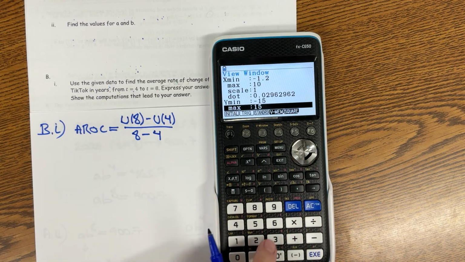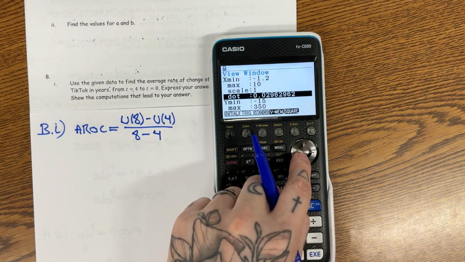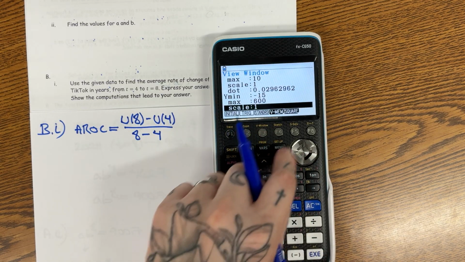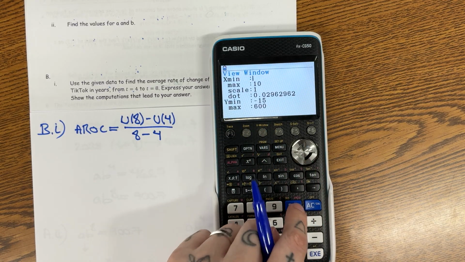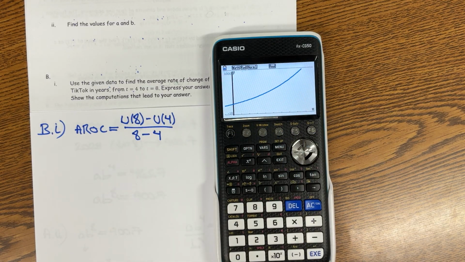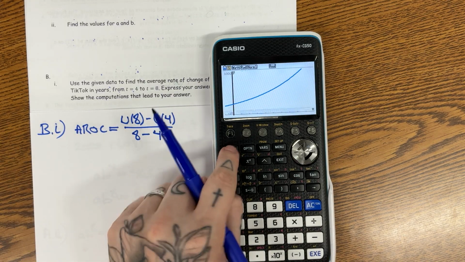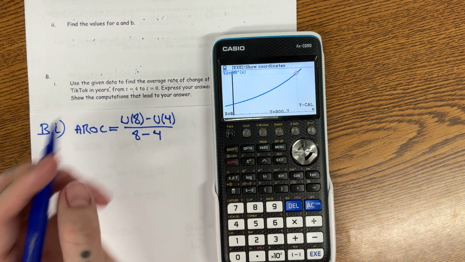So let's try 350. Nope. Let's try 600. I'm just doing trial and error. Whoops, not tangent. Let's just do 1,000. That should work. Okay, so in this case, I need to find the value at 8. So I'm gonna do shift gsolve, then ycal at 8, which is gonna be 900.7.